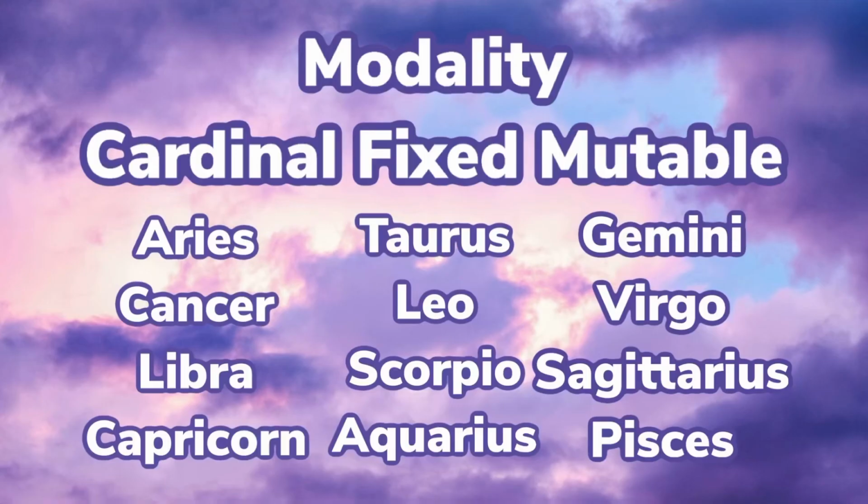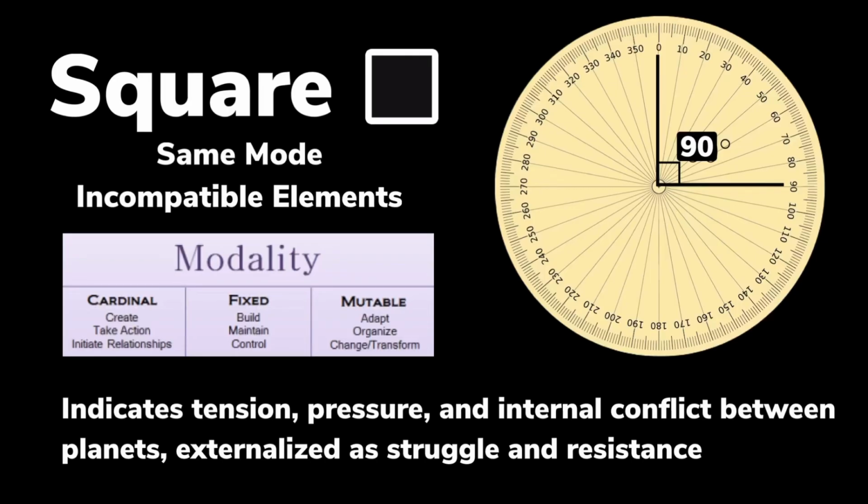The reason why this is so conflicting is because two energies, two planets, are so alike in energies but different in ways that they can't seem to come together. For example, say you have a planet in Leo that's in square of another planet in Scorpio. Both Leo and Scorpio are fixed signs, but they are incompatible elements, with it being fire and water.